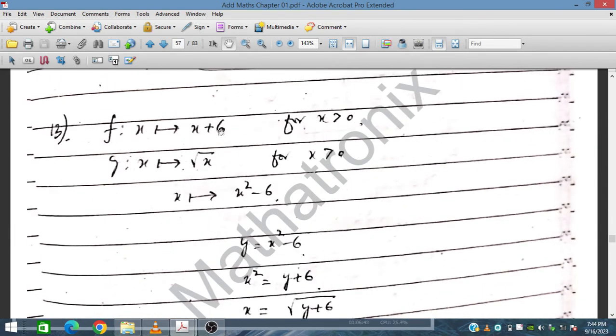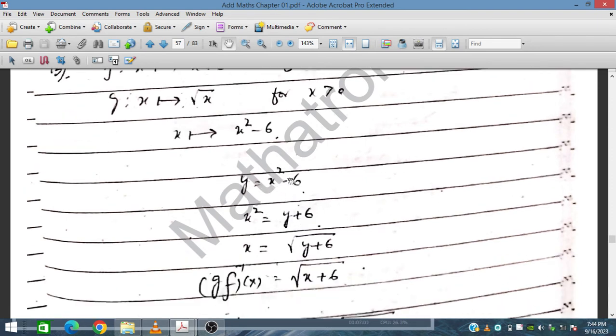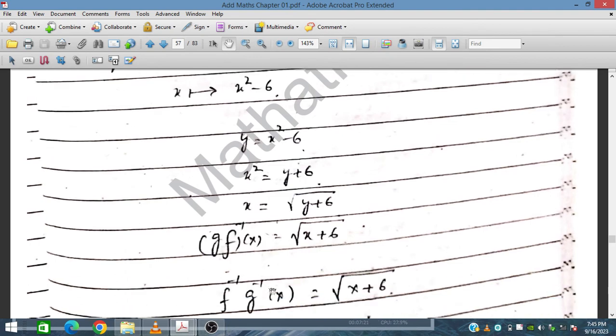f: x maps to x plus 6, and g is the square root of x. We have to write the function that shifts this to this value. So we know that this is equal to y. We set this y, and then this becomes x squared minus 6. So x squared is equal to y plus 6. Take the square root on both sides, and so we have the square root of y plus 6.